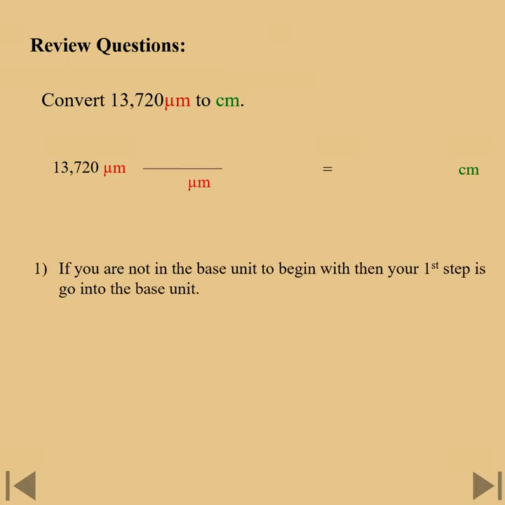Let's get out of that initial unit, so out of micrometers. Getting this far should be pretty easy. Now comes the challenging part, if there is a challenging part. Can we go straight from micrometers to centimeters? And the way that we do metric conversions, the answer is no. To go from one prefix unit into another, we have to go through the base unit. In this case, that's meters. Then from meters, we can go anywhere we wish, including centimeters.